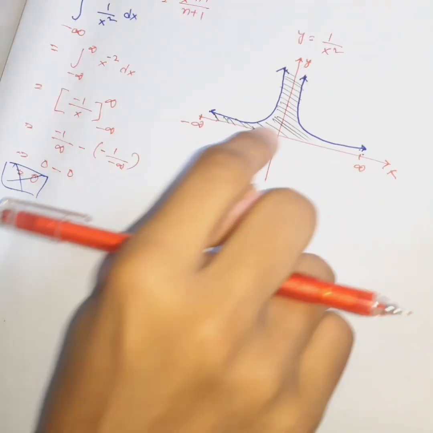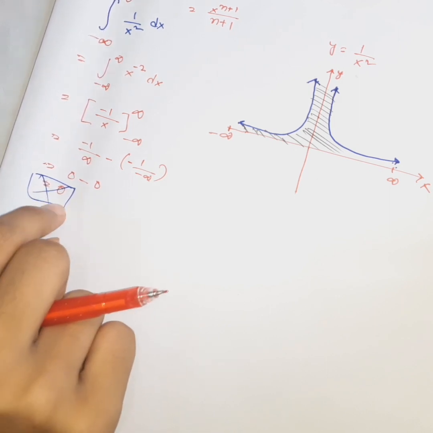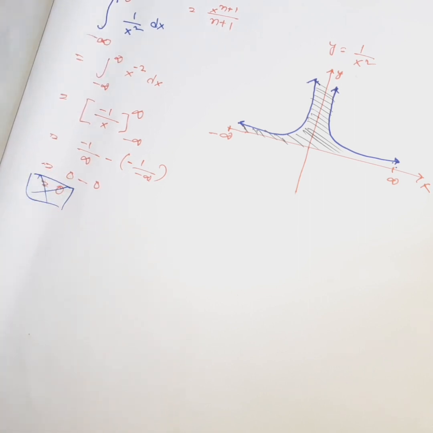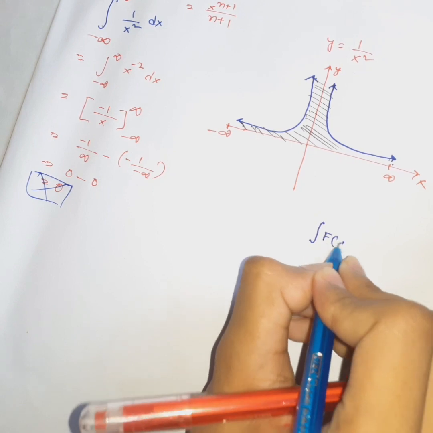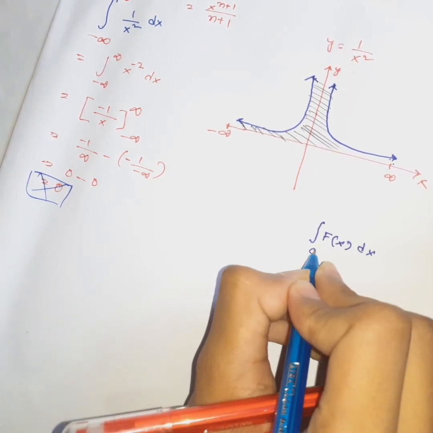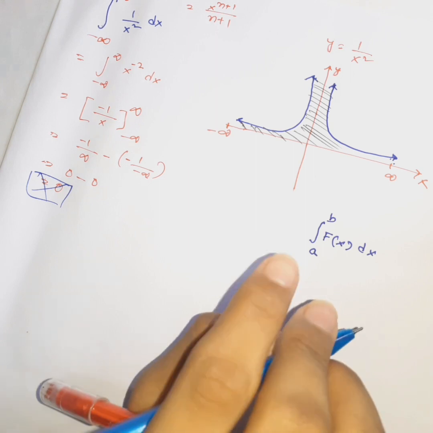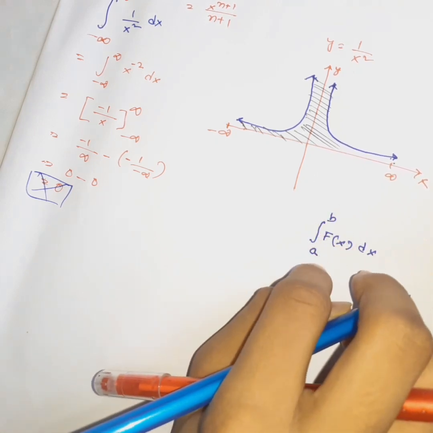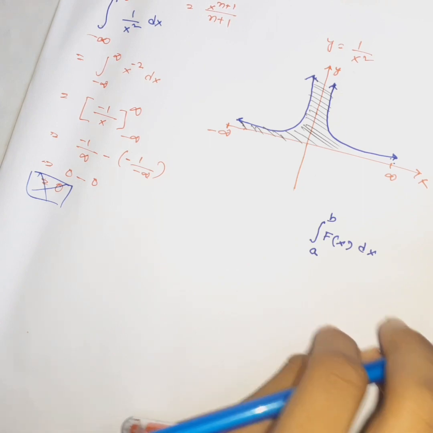Now see, here we have an area, but earlier we got 0, so it is clear that 0 isn't the answer. This is wrong. Now here comes the question, why is this wrong? When you are integrating a function from a to b, then for the basic definition of integration, the function must be continuous in that range. If the function isn't continuous in that range, then you can't integrate it directly.